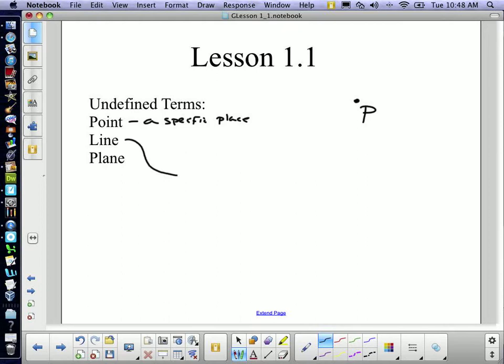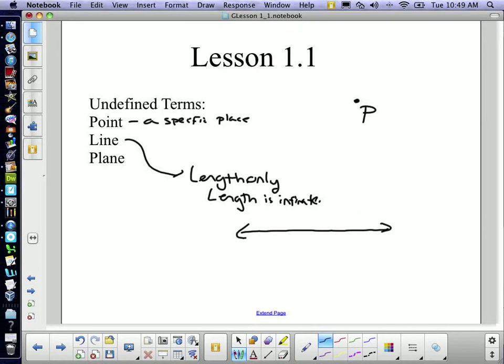A line has length, but no width and no depth. Length only. And that length is infinite. So lines go on forever. That's a line. I can name a line a couple ways. You'll see it done a couple ways. Sometimes they use an italicized or a cursive letter over here, and then they'll call it line L.